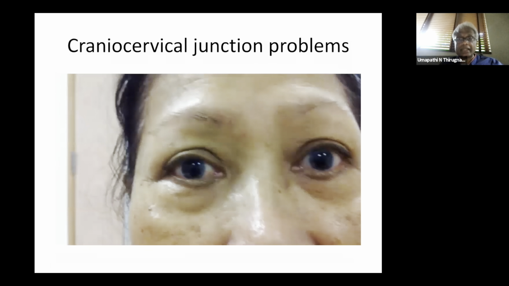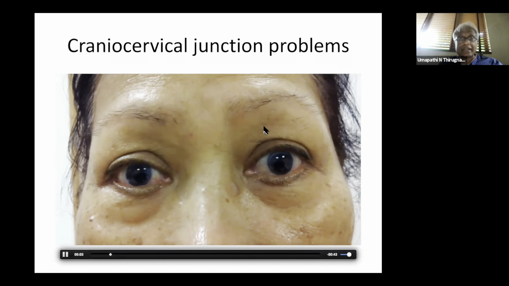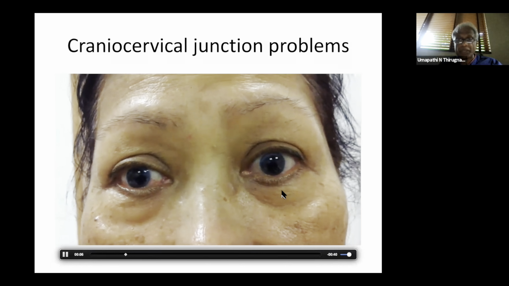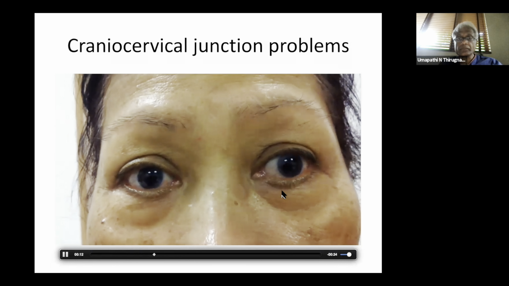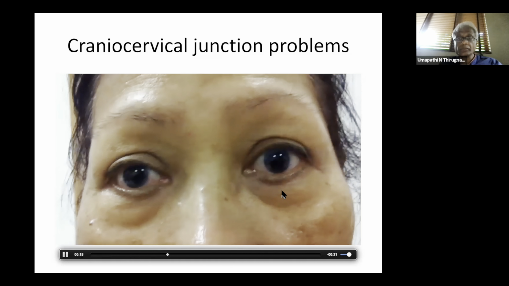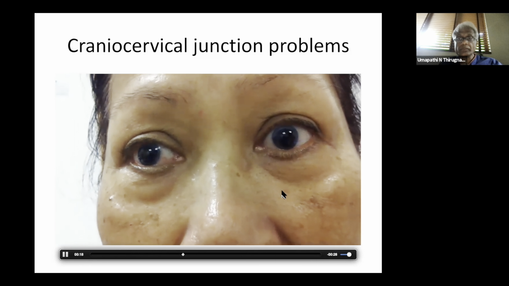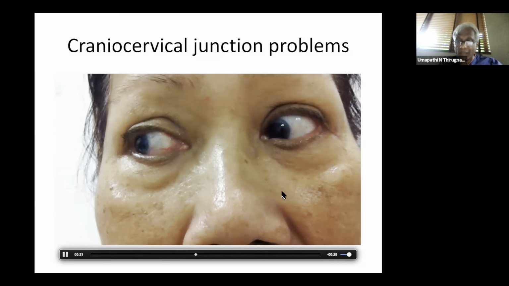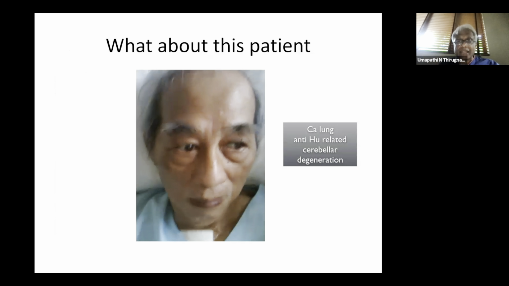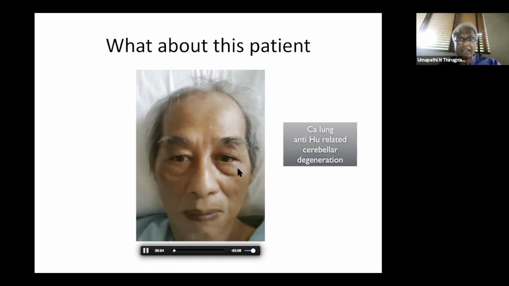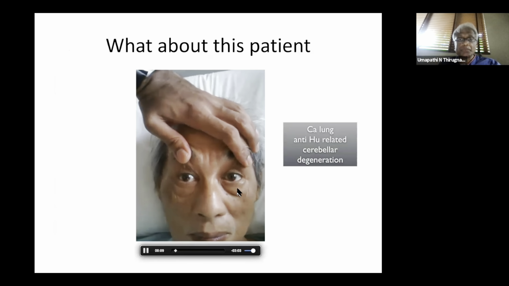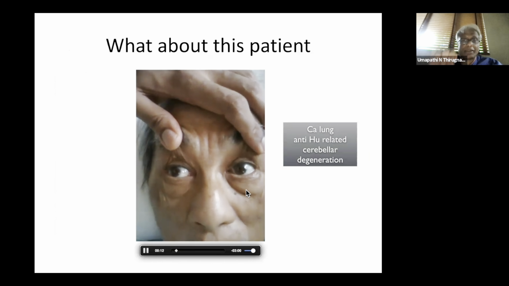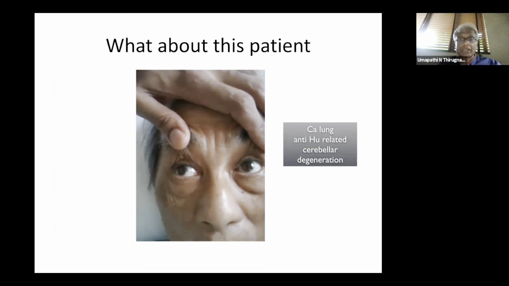Another example would be this lady who's got a classic lesion in the craniocervical junction. You can see primary position downbeat nystagmus. Okay, this patient with cerebellar disease from cancer of the lung. Can you see? Pump, pump, pump. Fast component down all the time at primary position, downbeat nystagmus. So all these patients that we talked about are definitely central.